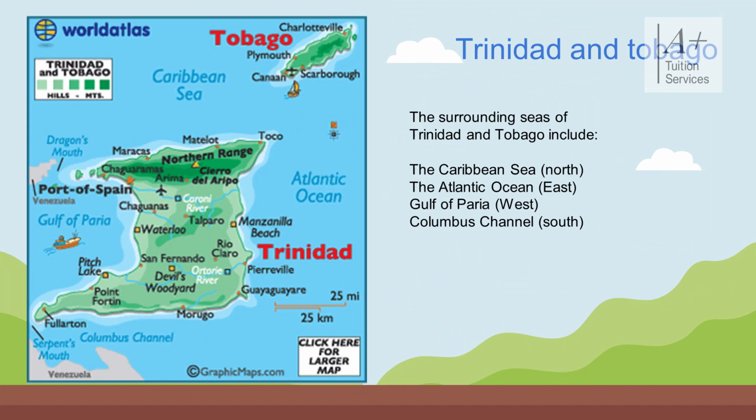Now we look at Trinidad and Tobago in perspective to the Caribbean. Here I took a map from graphicmaps.com because it had all the key things that I wanted in a map. So now we will look at Trinidad and Tobago and the surrounding seas. To the north of Trinidad, which is the top, you have the Caribbean Sea. So when you go to Maracas Bay and you take a bathe, you are bathing in the Caribbean Sea.